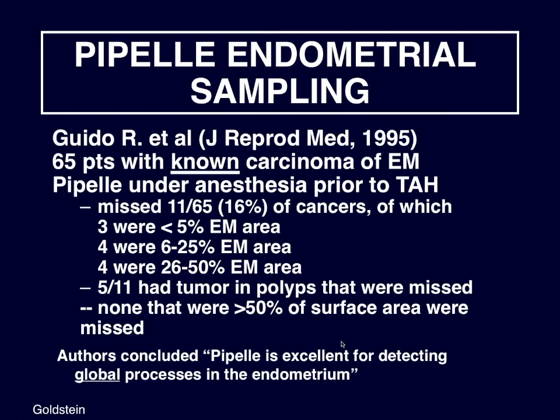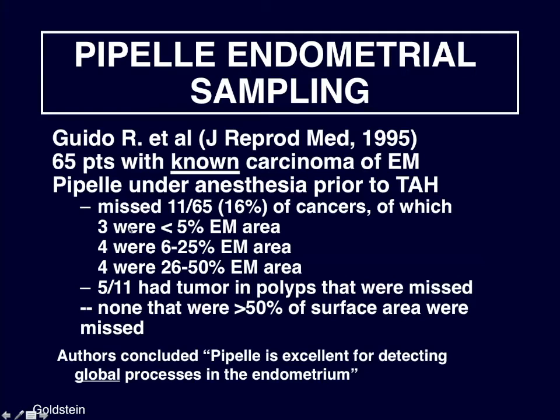This paper by Guido, though, is really important to review. Guido basically did the same thing that Stovall had done, except he took 65 patients, not 40, with known carcinoma of the endometrium. He did his PIPELLE under anesthesia prior to the hysterectomy. They missed 11 out of 65 cancers. That's 16%. But he did us the favor of opening the uterus.